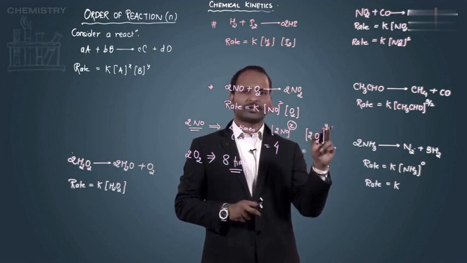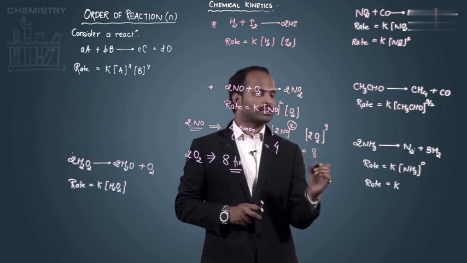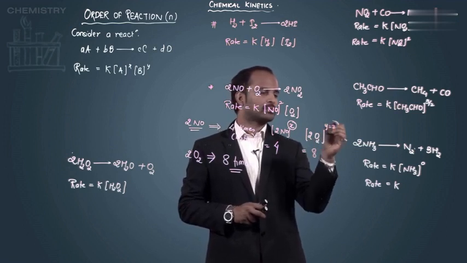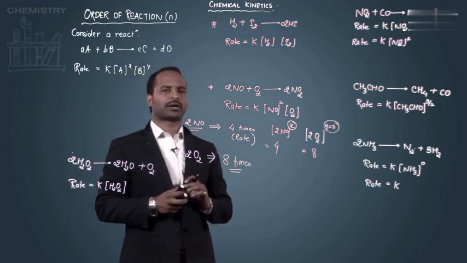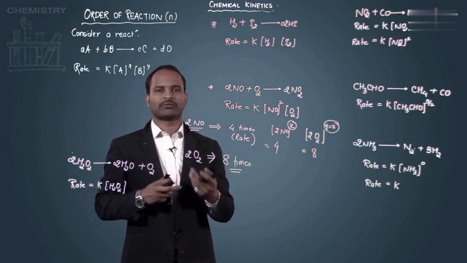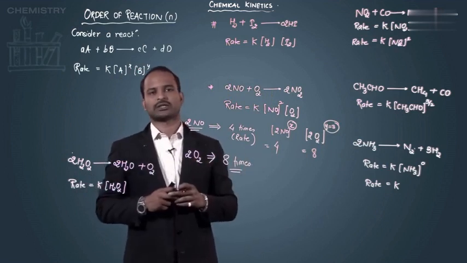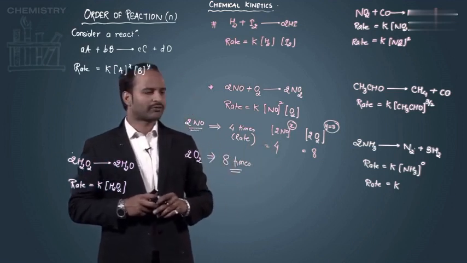Ultimately, if the power is 2, it will become 4. If it is 3, then only it will become 8. So y is equal to what? This is nothing but 3. So this is the way we determine the powers. We just keep on changing the concentration of reactants one by one and see how much it is affecting the rate of reaction. On the basis of that, we predict the values of x and y.